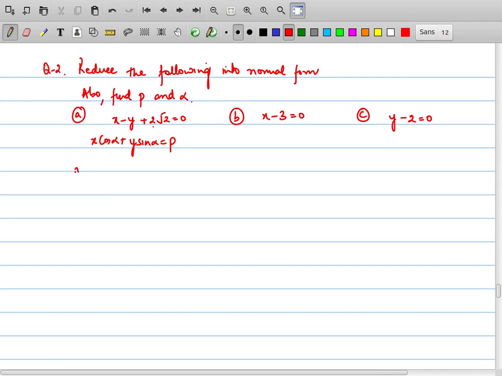Let's take the first part. Since this is positive, we won't touch this. We'll take everything to the left side. Therefore it becomes y minus x. The coefficient of this is 1, the coefficient of this is 1, but their squares added give root 2, and therefore we'll divide by root 2 throughout. Therefore y by root 2 minus x by root 2, that is, minus x by root 2 plus y by root 2 is equal to 2.